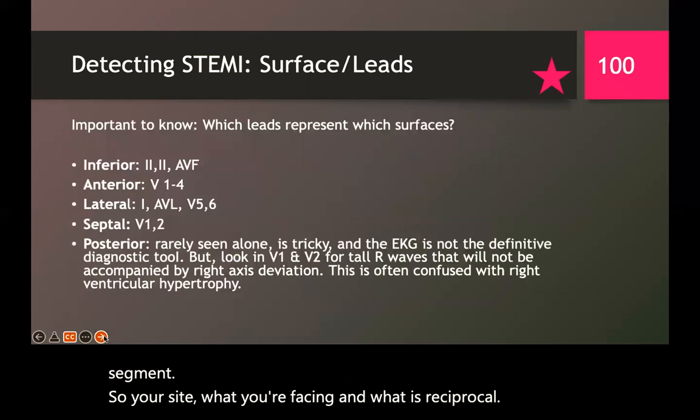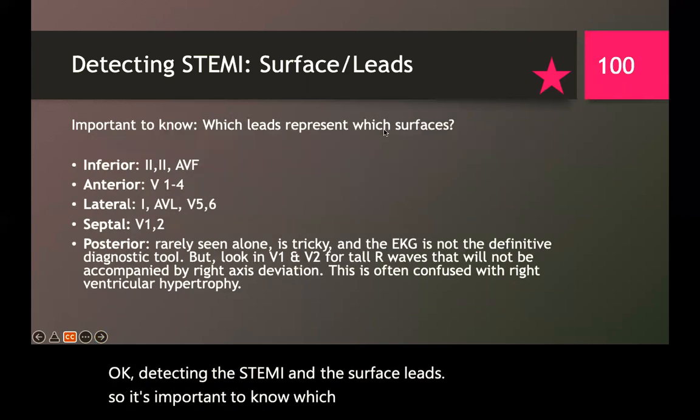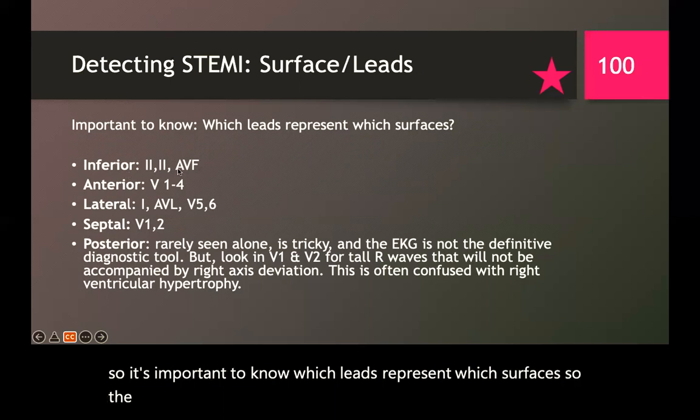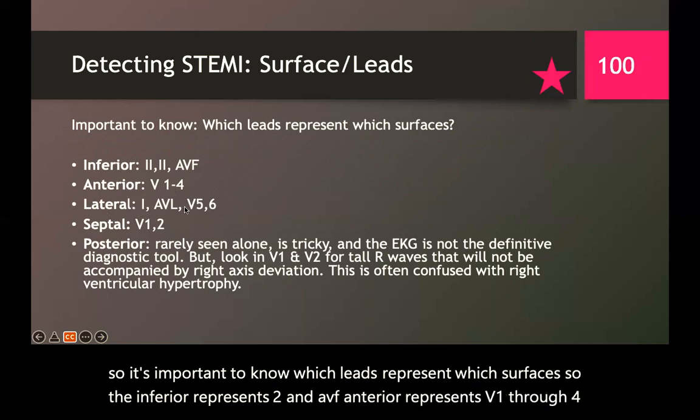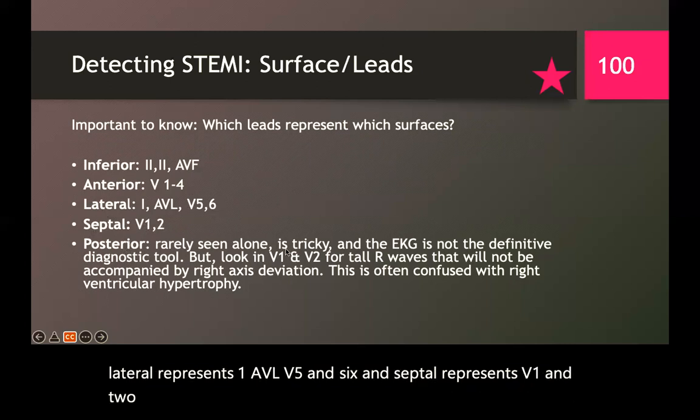Okay, detecting the STEMI and the surface leads. So it's important to know which leads represent which surfaces. So the inferior represents 2, 3, and AVF. Anterior represents V1 through 4. Lateral represents 1, AVL, V5, and 6. And septal represents V1 and 2. And posterior is rarely seen alone. It's tricky. And the EKG is not the definitive diagnostic tool.